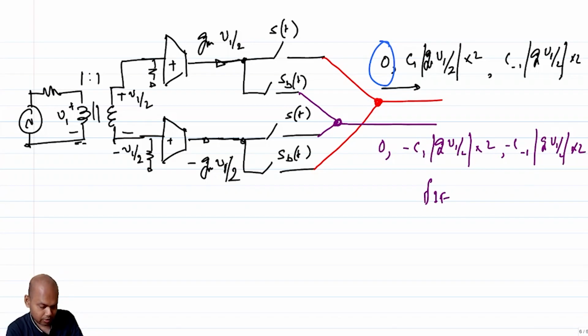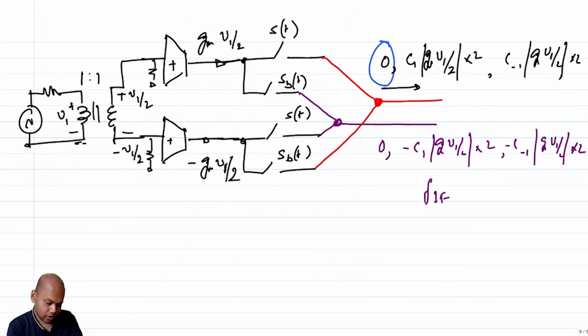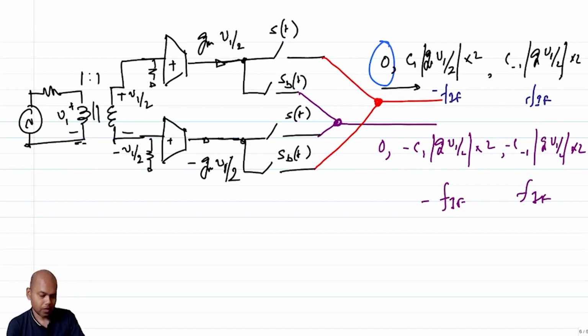This will be at, so you are going to have C minus 1 at FIF and C1 at negative FIF. This will be at FIF and this will be at negative FIF. Similarly, this is going to be at FIF. This is going to be at negative FIF. Okay. So this type of mixer is called a double balanced mixer.